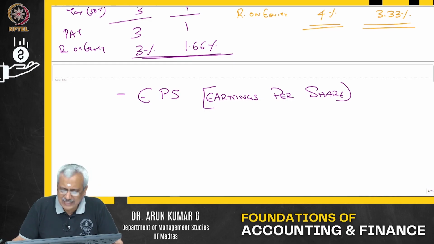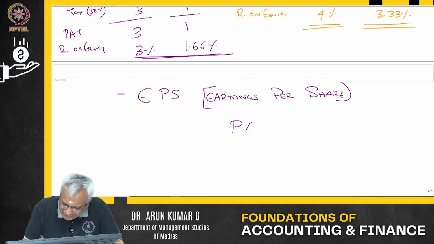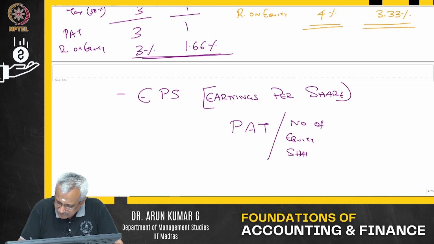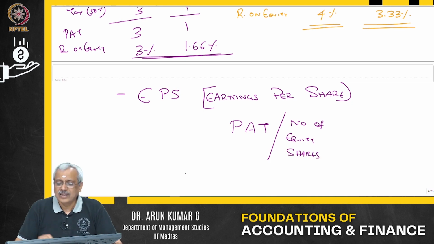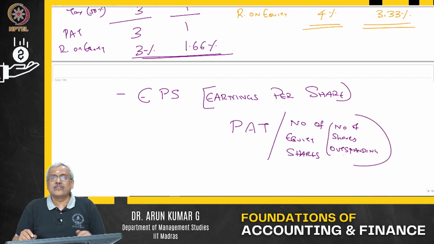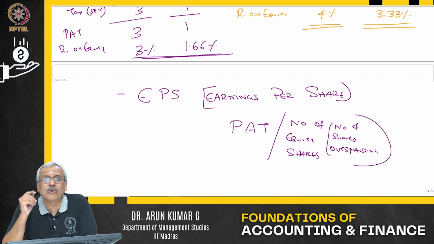What is earnings per share? My profit after tax divided by the number of equity shares. The other name they call it is the number of shares outstanding. Number of shares outstanding, that is the other name they will call it.